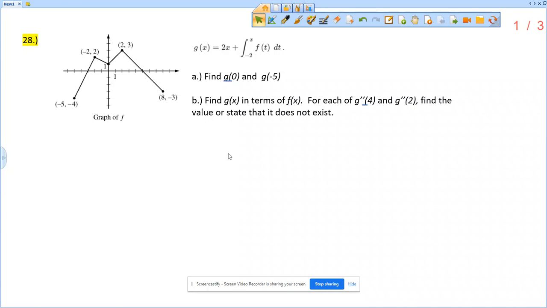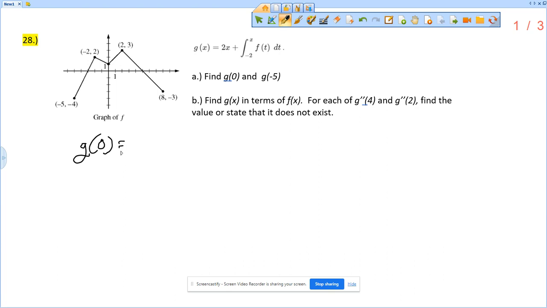This is the solution video for Unit 7 review, problem number 28. All right, so we're given this graph of f. We are told that g of x is 2x plus the integral from -2 to x of f of t dt. All right, and so we want to find g of 0. First of all, this is just a function notation question.